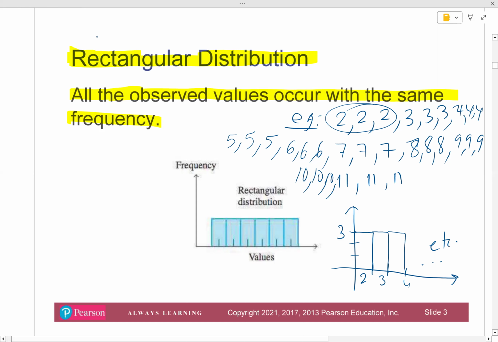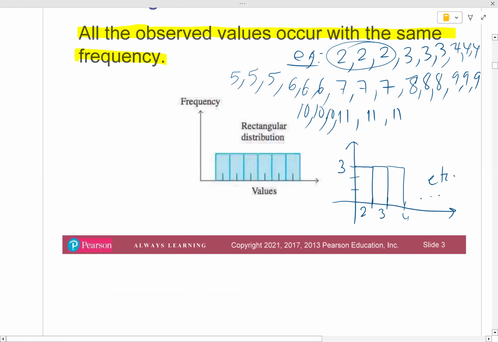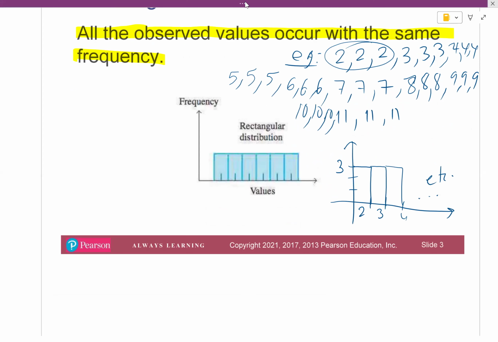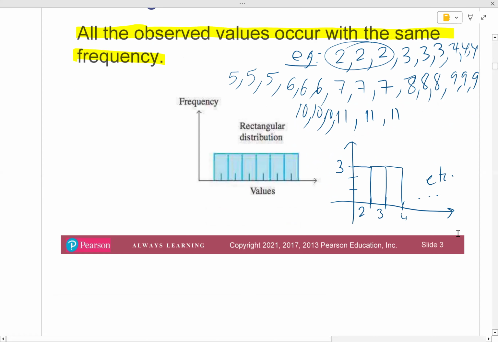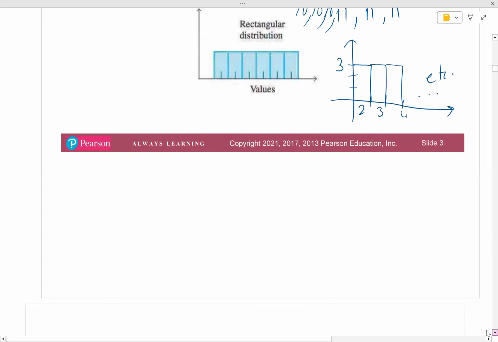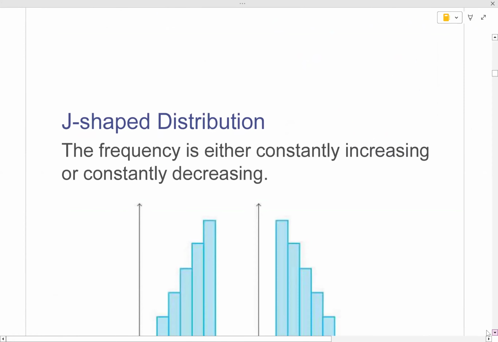You know, etc. That doesn't happen very often, but that's what we would call a rectangular distribution, only for the fact that when you create a frequency distribution, it ends up looking like a rectangle. Someone was not very creative when they came up with that name. But that's a type of distribution, doesn't happen too often.